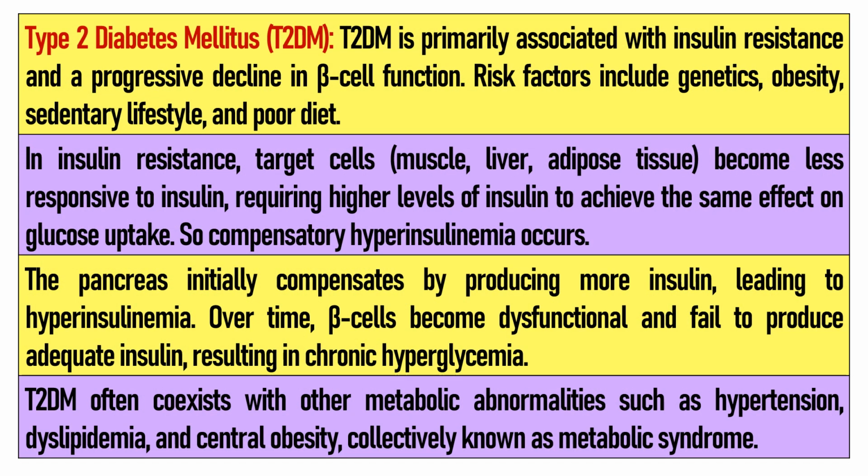Type 2 diabetes mellitus is primarily associated with insulin resistance and a progressive decline in beta cell function. Risk factors include genetics, obesity, sedentary lifestyle, and poor diet. In insulin resistance, target cells such as muscle, liver, and adipose tissue become less responsive to insulin, requiring higher levels of insulin to achieve the same effect on glucose uptake.